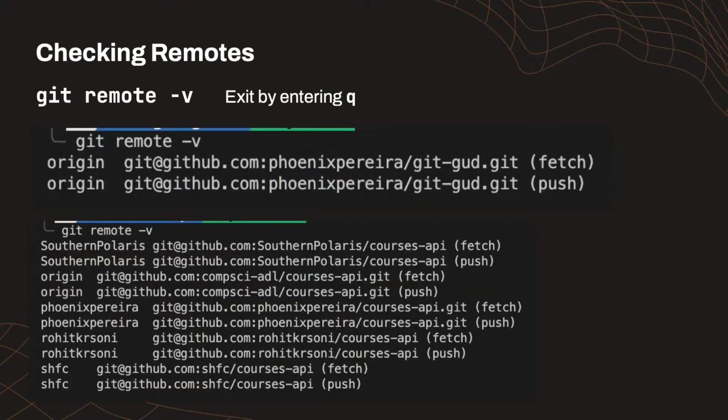And checking remotes. You can check the different remotes by using git remote -v, and that just opens Vim. So if you want to exit it, you just press Q. This basically just lists, like I mentioned, the different remotes. So you can see in the bottom one, there's more remotes because different contributors have the different forks. And you can see if it starts with git at github.com, it's an SSH, you clone it with SSH. If it's starting with HTTPS, you clone it with that instead.